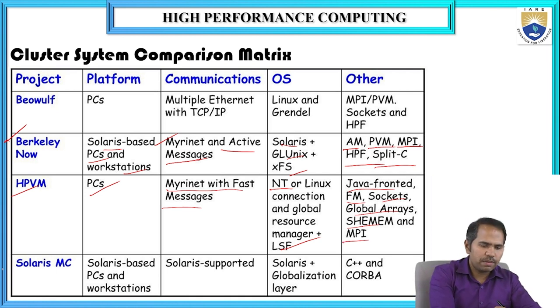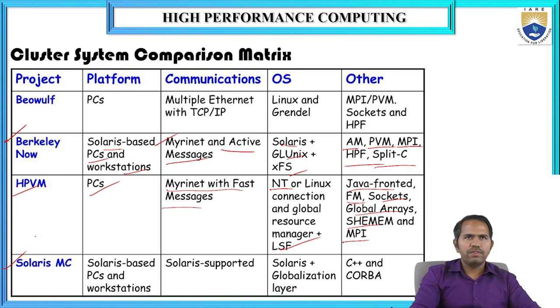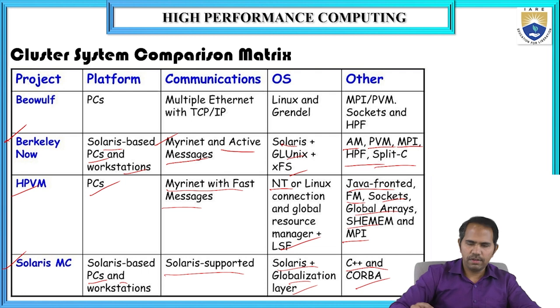Now see Solaris MC. This project uses Solaris-based PCs and workstations as the platform. For communication it uses Solaris-supported communication. The operating system is Solaris plus a globalization layer, and other things it uses are C++ and CORBA. So this is the overall table with the projects and their platform, communication, operating system, and other requirements. This is one of the tables that helps with the cluster system comparison matrix.